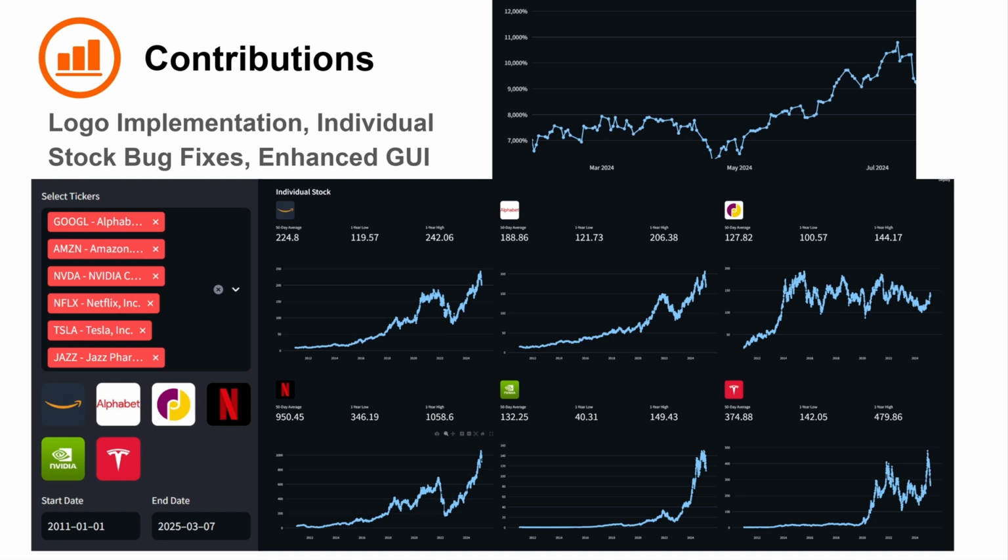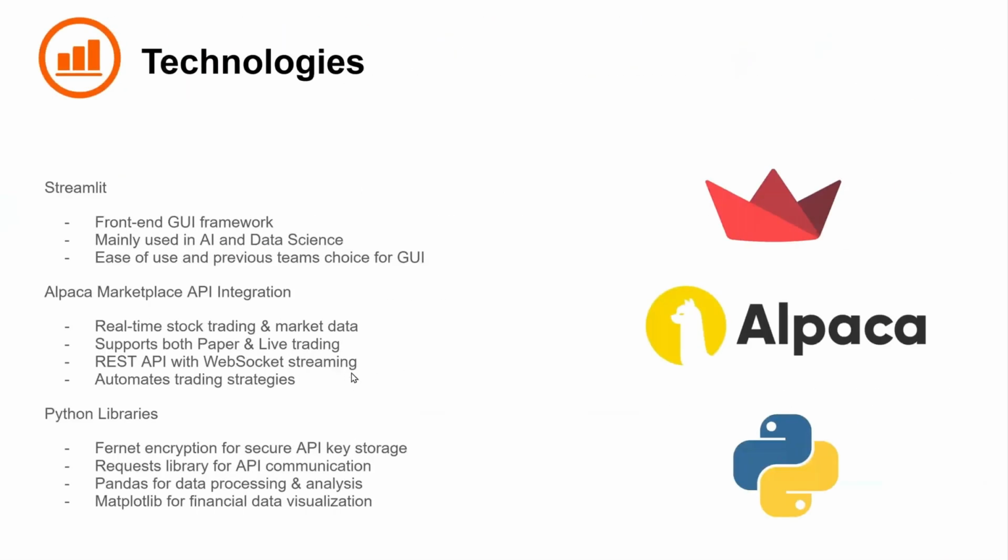Finally, I worked on enhancing the GUI, specifically refining the size of dots and lines within graphs. These were subtle but impactful adjustments that made data visualization clearer and more user-friendly. To accomplish these tasks, I worked extensively with Streamlit, a front-end framework designed for AI and data science applications. Its simplicity, and the fact that the previous team had already chosen it, made it the best choice for this project.